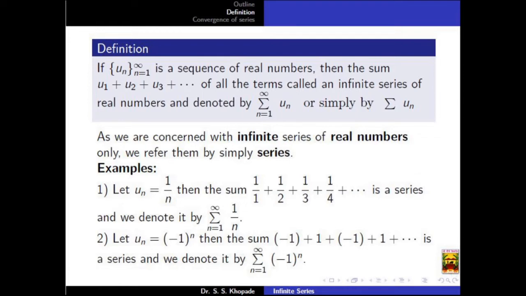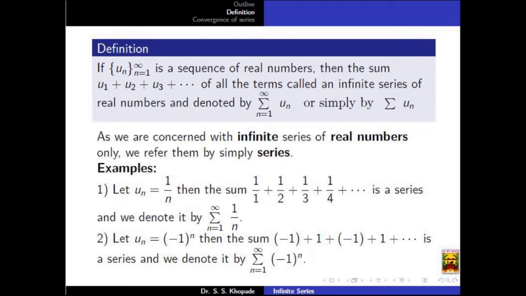Definition: if un is a sequence of real numbers, then the addition of all the terms in the sequence, that is u1 plus u2 plus u3 and so on, this infinite addition is called an infinite series of real numbers. As every term in the sequence, that is u1, u2, u3, is a real number, we call this a series of real numbers, and it is denoted by summation un, n going from 1 to infinity, or once this n from 1 to infinity is understood, we simply write it as summation un.